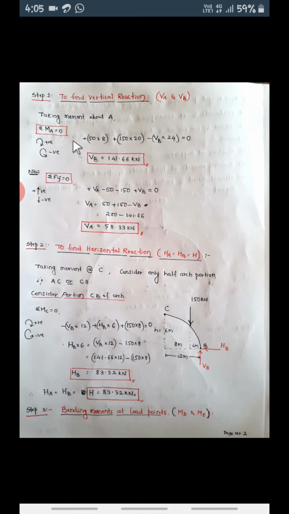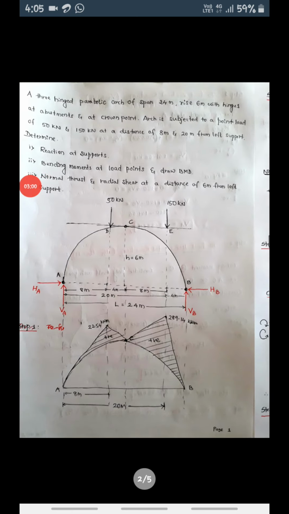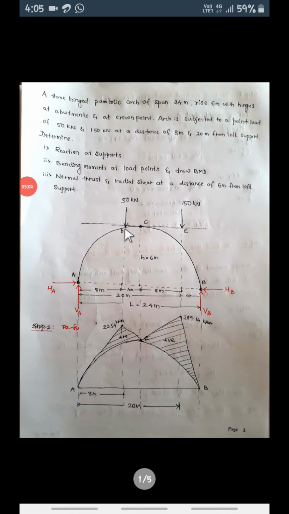Now as you know, consider the total arch, and in that the first equation we use is summation MA, taking moment of all the forces about A. The moments of the horizontal and vertical reactions at A will be 0. Now we have to take moment of 50, moment of 150 and moment of VB.